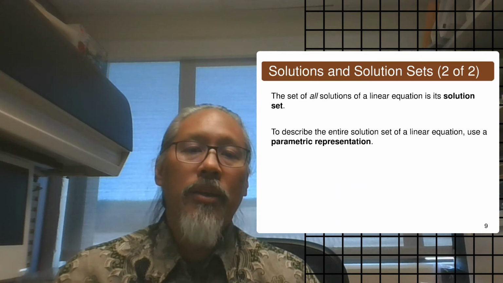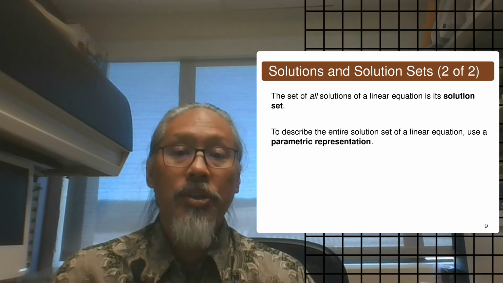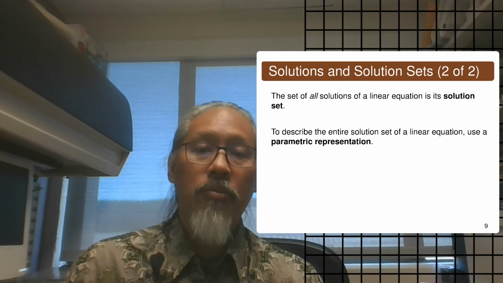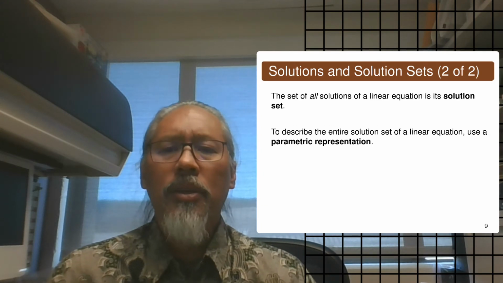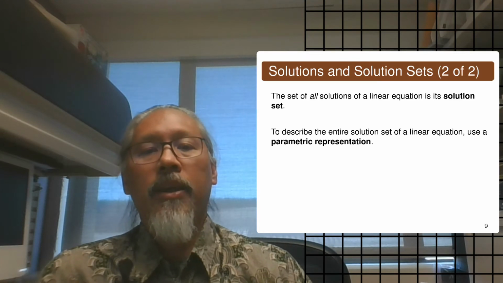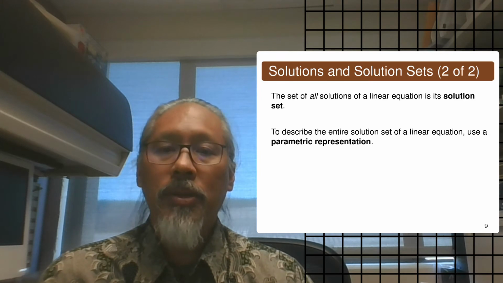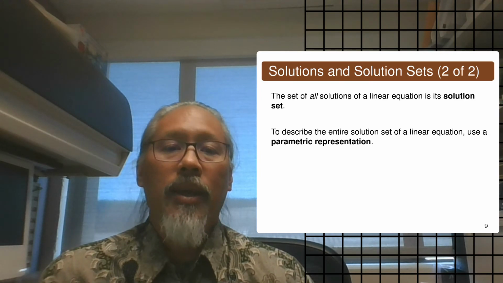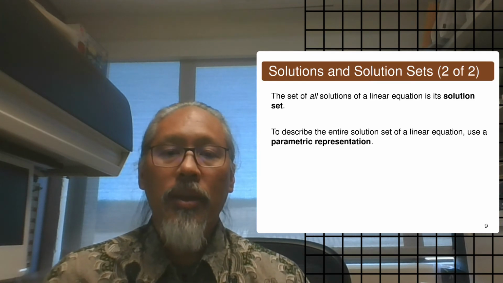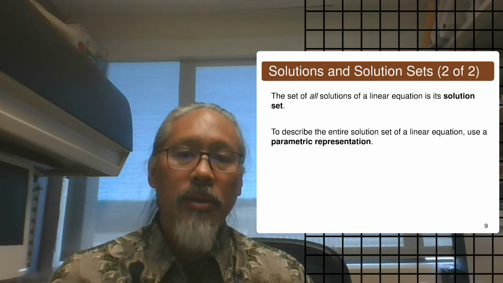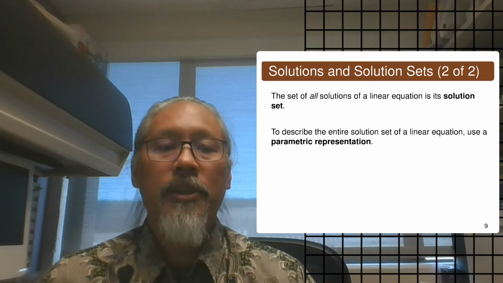It turns out that the set of all solutions is called a solution set, and you could just have one solution, you could have more than one solution, or you might not have any solution. So we'll take a look at those scenarios later on. To describe the entire solution set, we sometimes need to use parametric representation. The parametric representation just means if we have more than one solution, then we might need to set a parameter to describe all the solution sets.